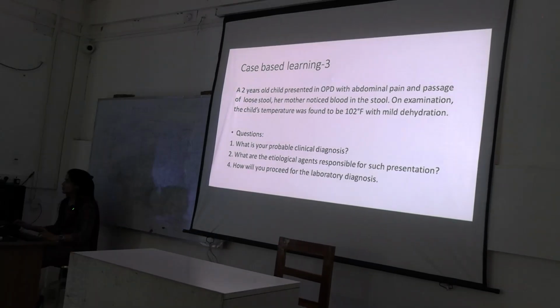What is this case? A 2 years old child presented in OPD with abdominal pain, with the passage of loose stool. Mother noticed blood in the stool. Blood in stool is dysentery. On examination, temperature is high grade with mild dehydration. So there is this dysentery. What are the etiological agents?